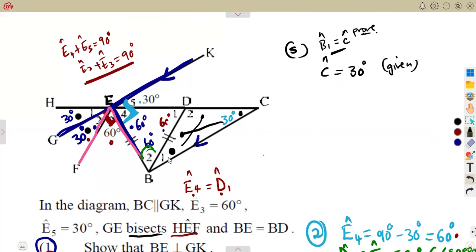Let's calculate angle B1. If angle B1 can be 30 degrees, then we are done. Where can we obtain angle B1? From which concept can we use? All right, remember these lines, they are parallel.